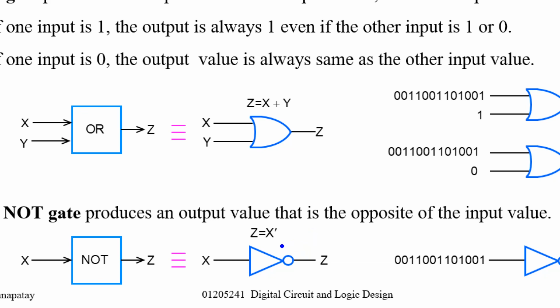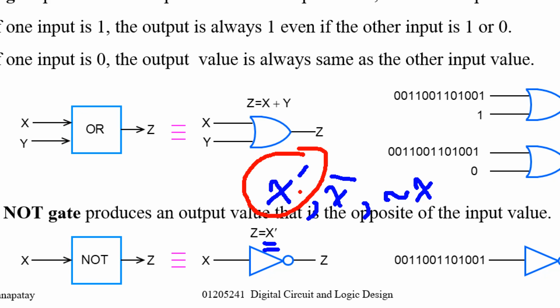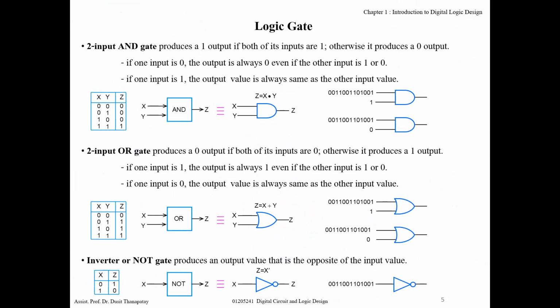And about this, in mathematical equations, we use x prime or x bar. Your high school may use this. Anyway, for this textbook, we often use x prime or x dash to show the invert or NOT operator.